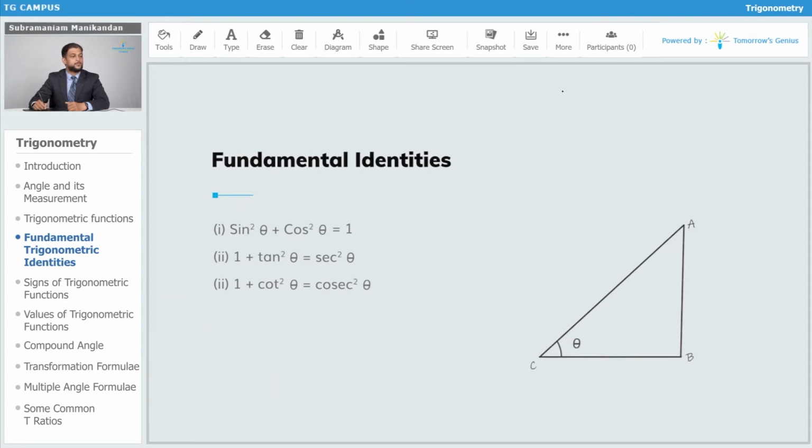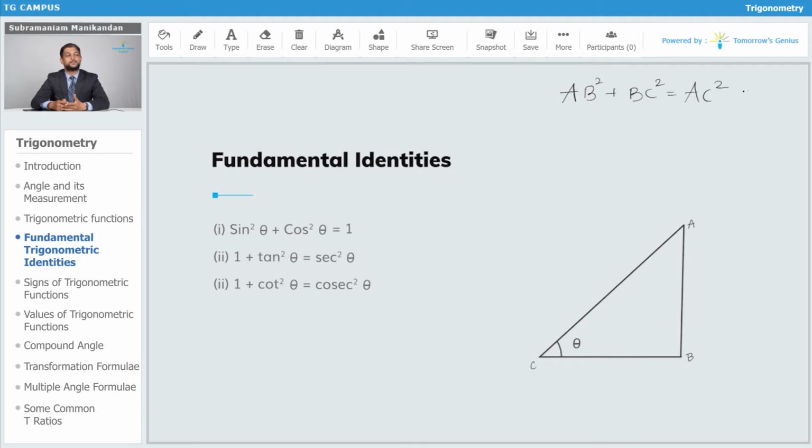By Pythagoras theorem we get AB square plus BC square equals AC square, and thus dividing both sides by AC square, we will get the first fundamental trigonometric identity, that is sine square theta plus cos square theta is equal to 1.